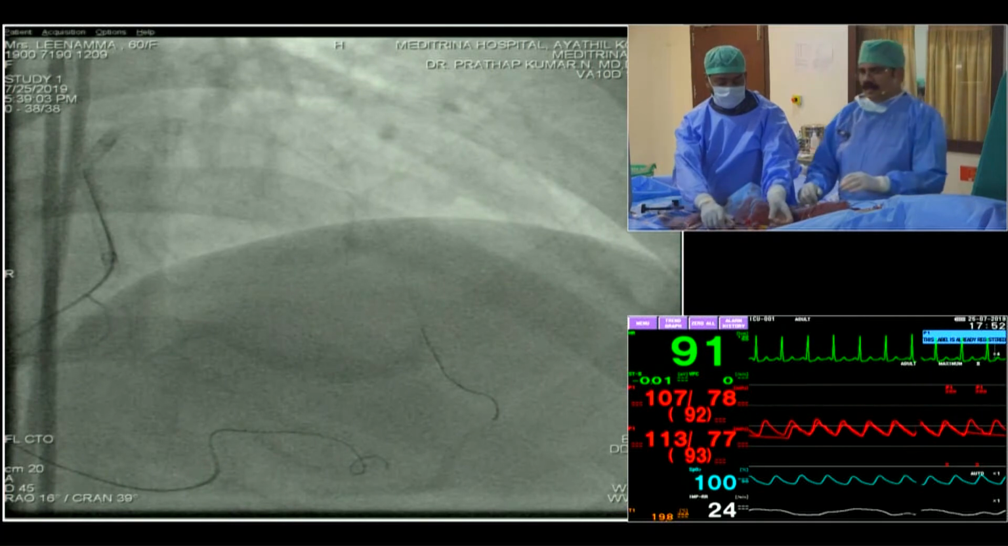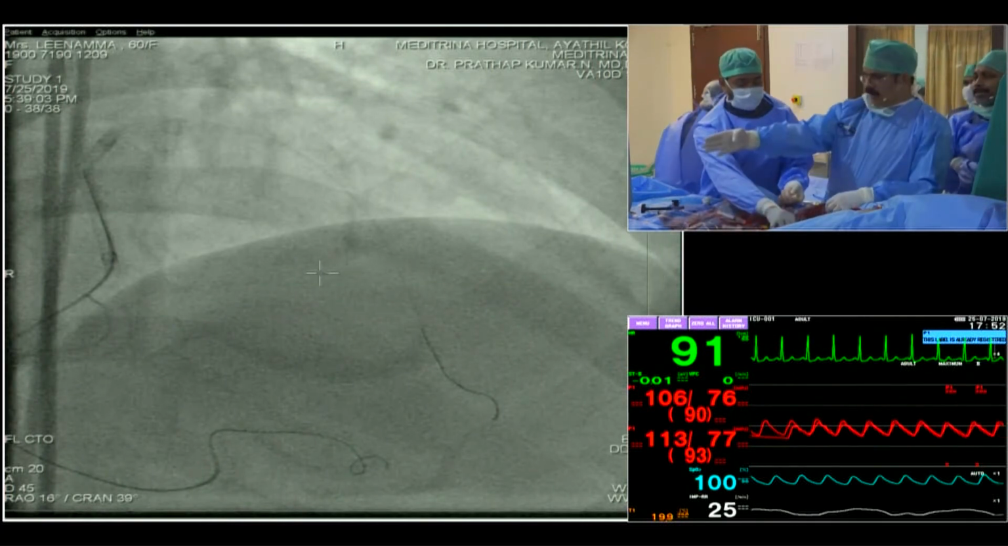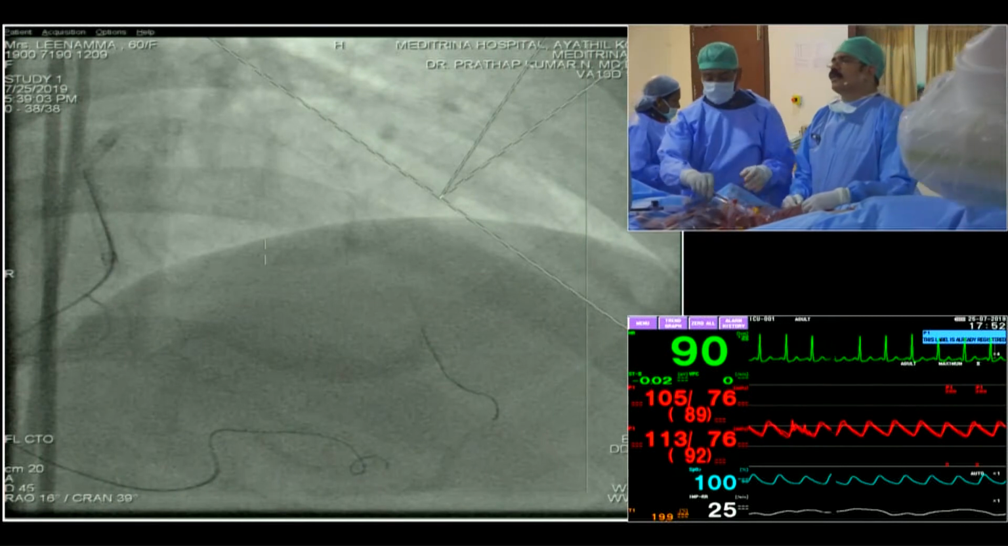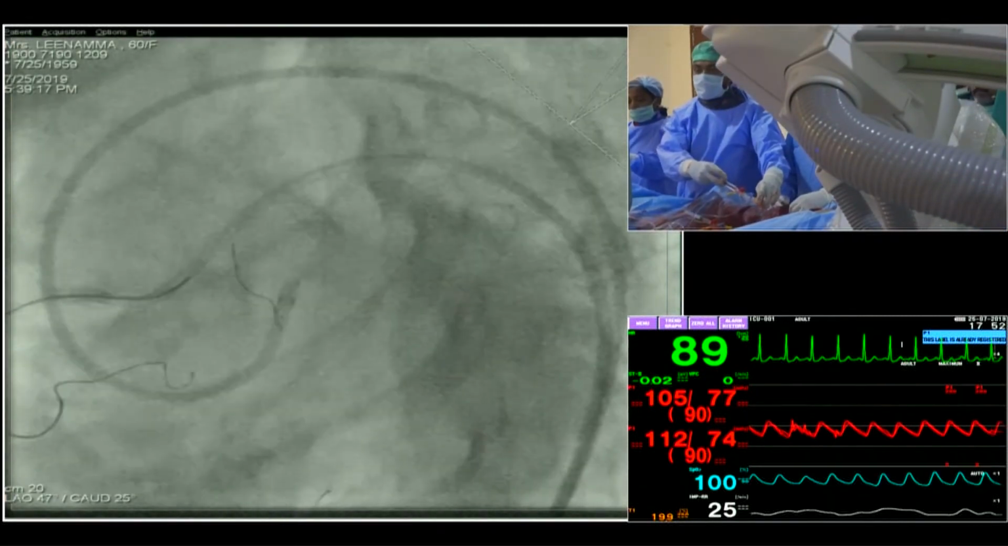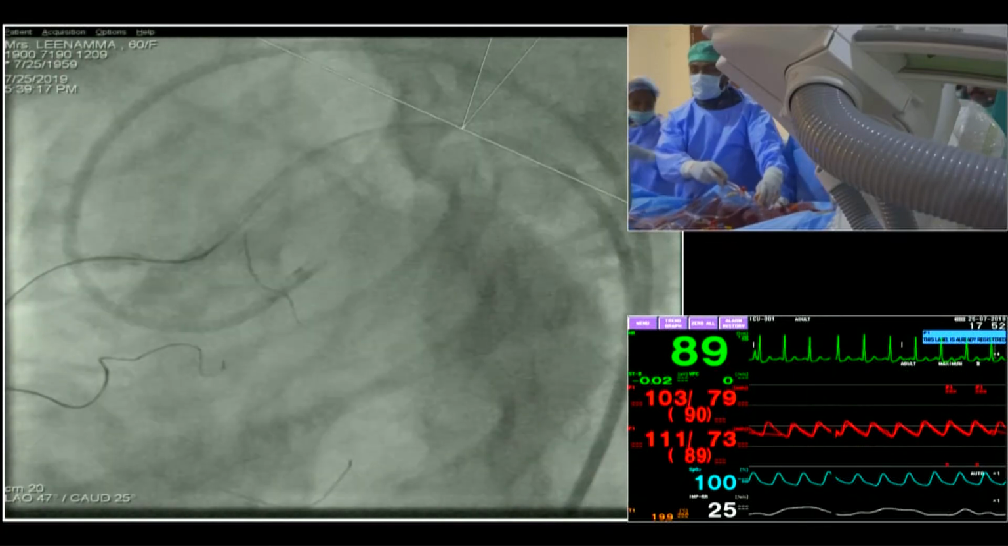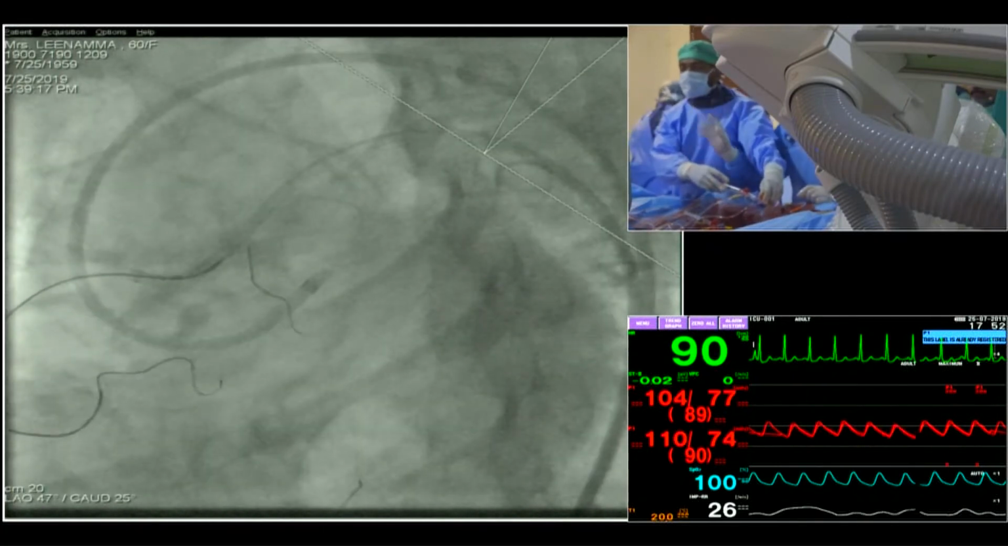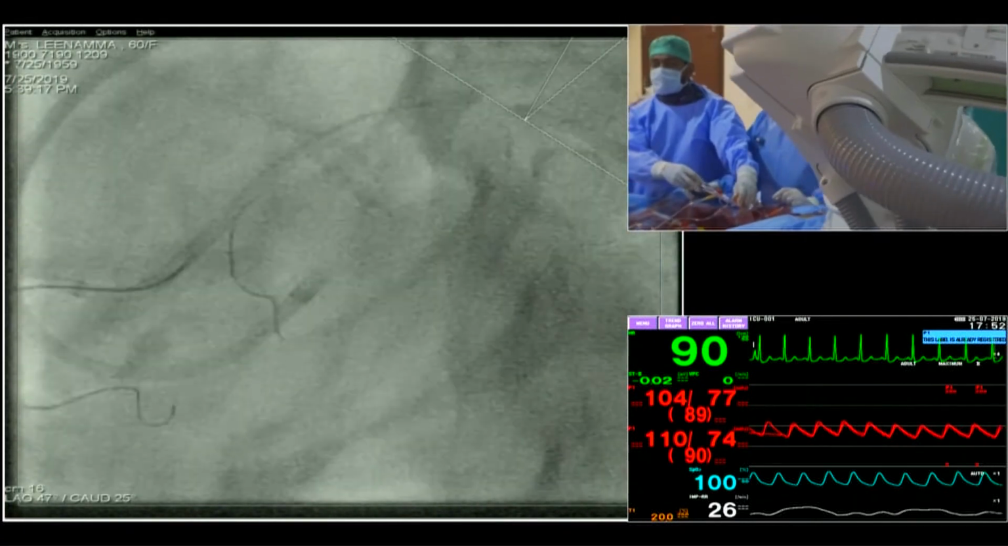Would you put another wire in the diagonal now, or would you? I think so. The diagonal appears reasonably good; you can end at the junction. That's the question. Do you have to put another wire and try, or would you image at this point to see if you are in the true lumen? No, we have to put a wire in the circumflex.